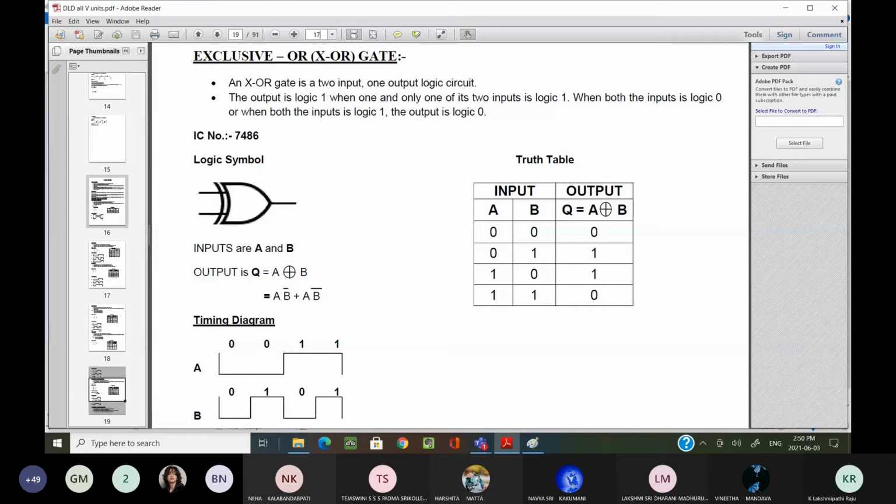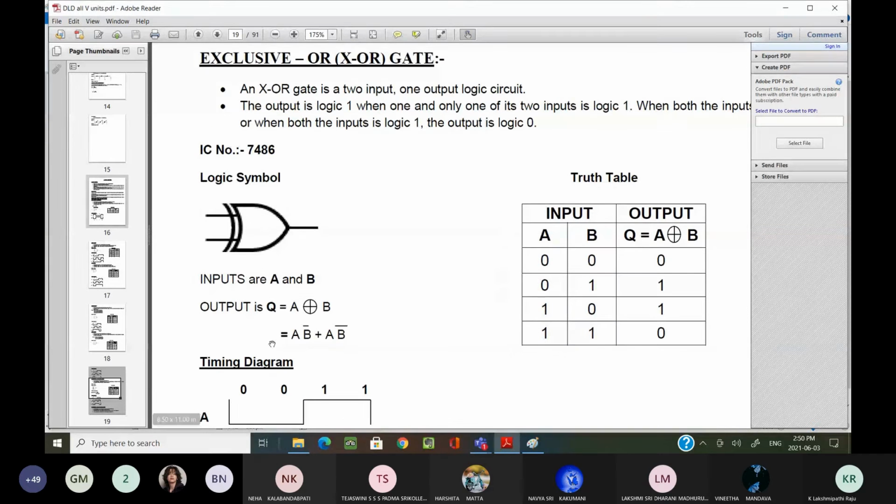Are you able to see my screen? How have I written this expression? Wherever ones are there, I have taken those min terms and written one SOP expression. Here I have one. How can I write this min term? A bar B. Sorry, this is wrong. Actually, this is wrong.